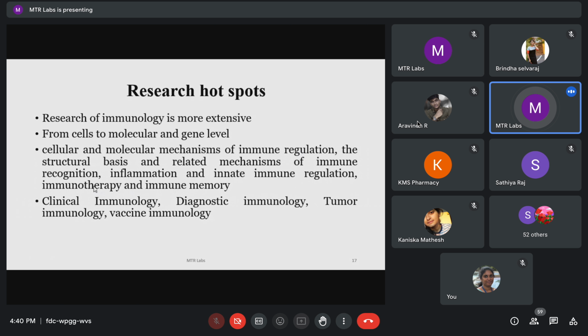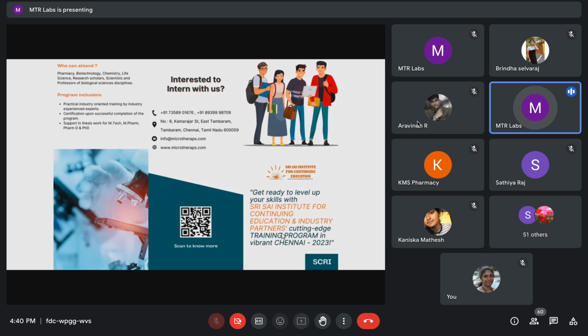These are all the basic research going on, and there are streams in immunology like clinical immunology, diagnostic immunology, tumor immunology, vaccine immunology, and many more. This is just to give a gist of that.